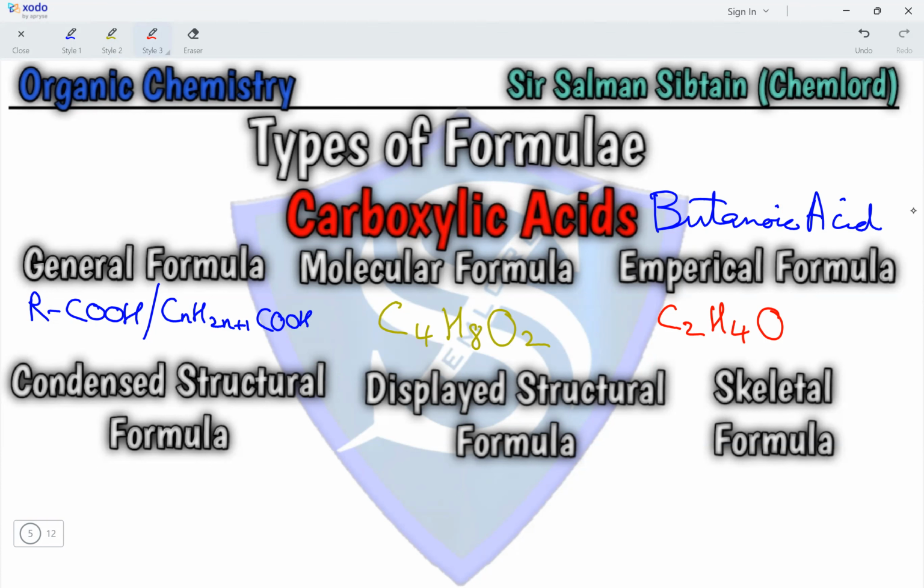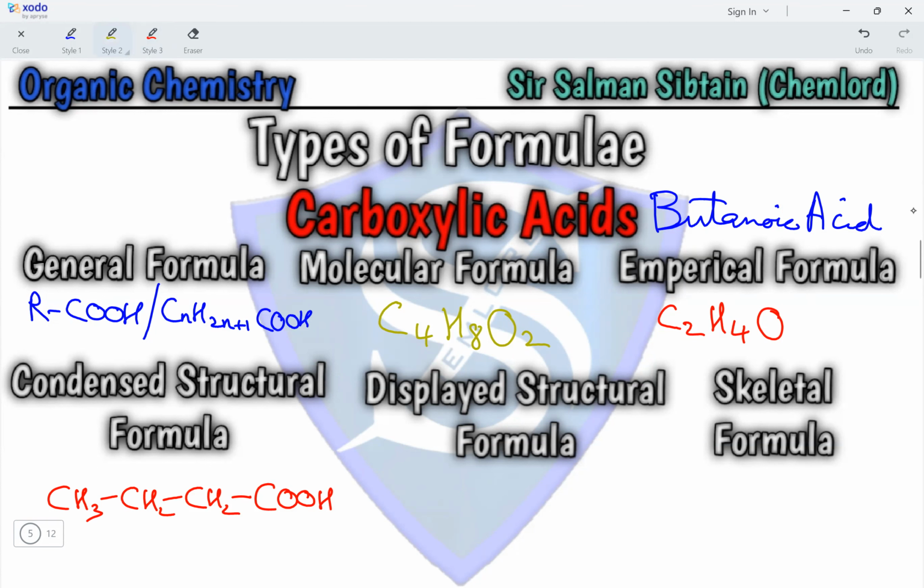Next, the condensed structural formula. So we start with COOH as the first carbon atom. Then we have a CH2 group, another CH2 group, and a CH3 group in order to complete a carbon chain of 4 carbon atoms, completing the condensed structural formula of butanoic acid.